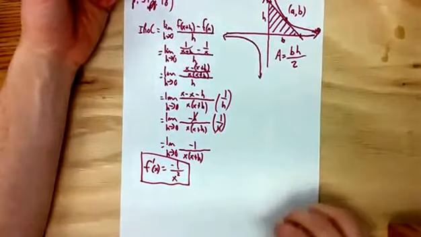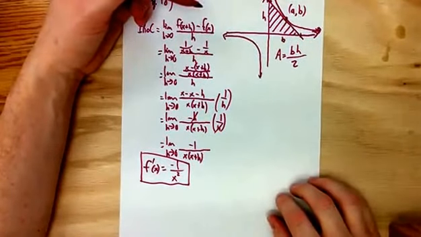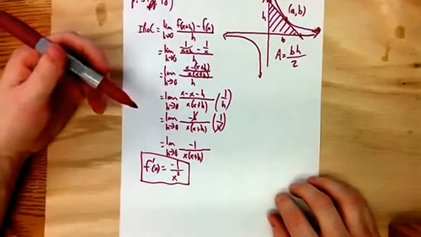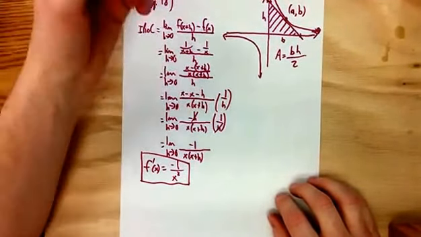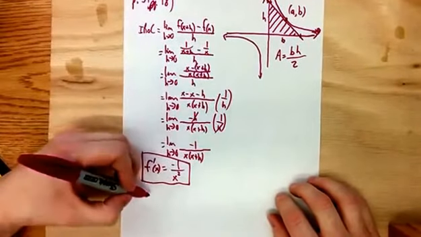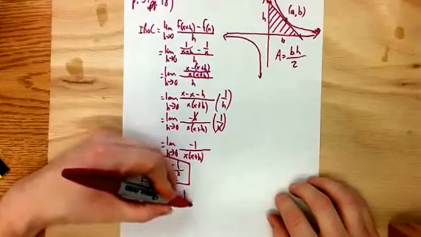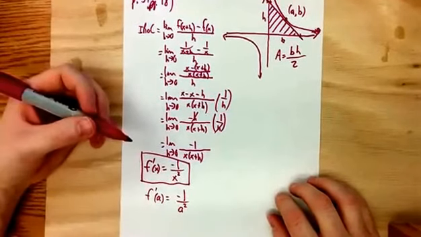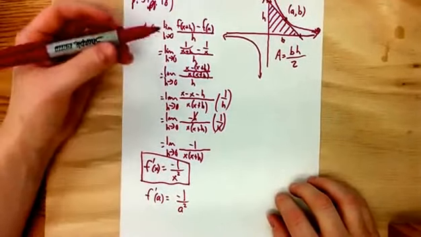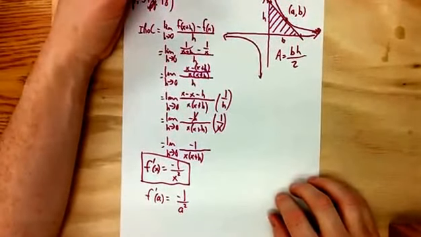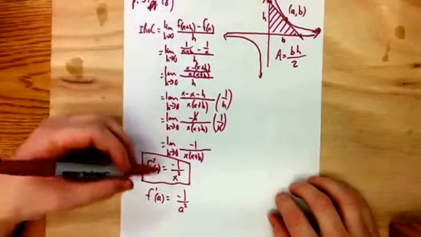So what we're going to do is talk about this specifically at the point A. So for that, we'll talk about f prime of a. F prime of a is going to be equal to negative 1 over a squared. So that will be the slope of the tangent at that point. That is going to be very useful when we go ahead and do this up here.